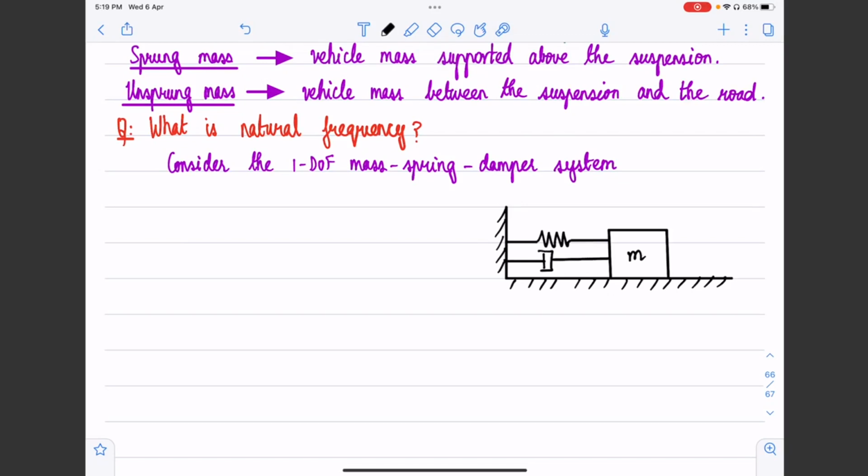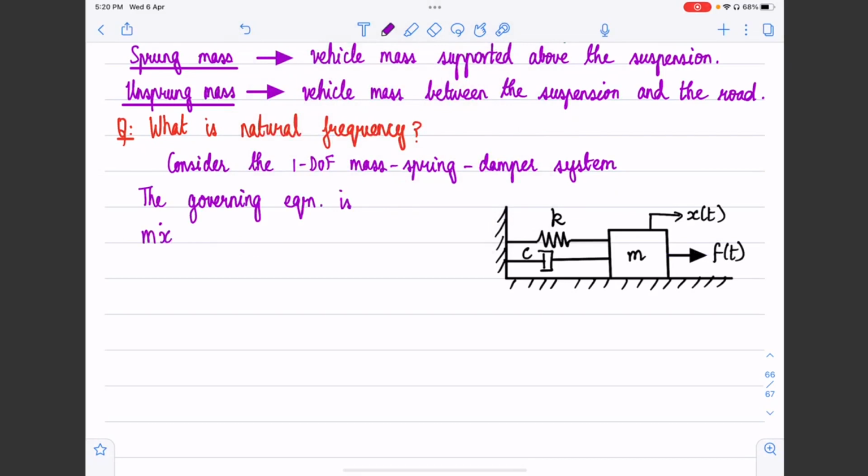Okay, yeah. So let's say the spring constant is some K, the damping coefficient is some C, and let us say the displacement of the mass from its equilibrium position is denoted by x of t, and we are applying a force f of t on it. And all of us know the basic governing equation of the system, right? So the governing equation is going to be m x double dot plus c x dot plus k x equals f of t, right? So that is something which all of us are familiar with.